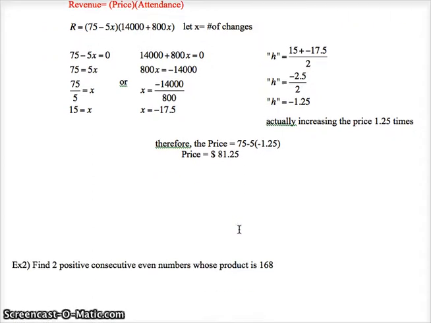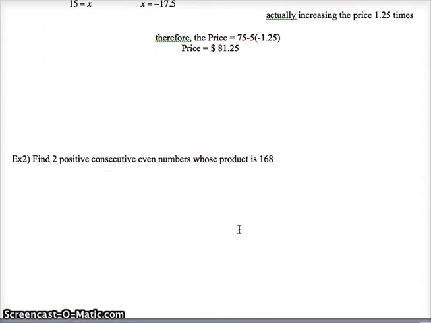Okay, so example 2, I've got another scenario. Find two positive consecutive even numbers whose product is 168. So I want you to try and come up with an equation first and then check back.